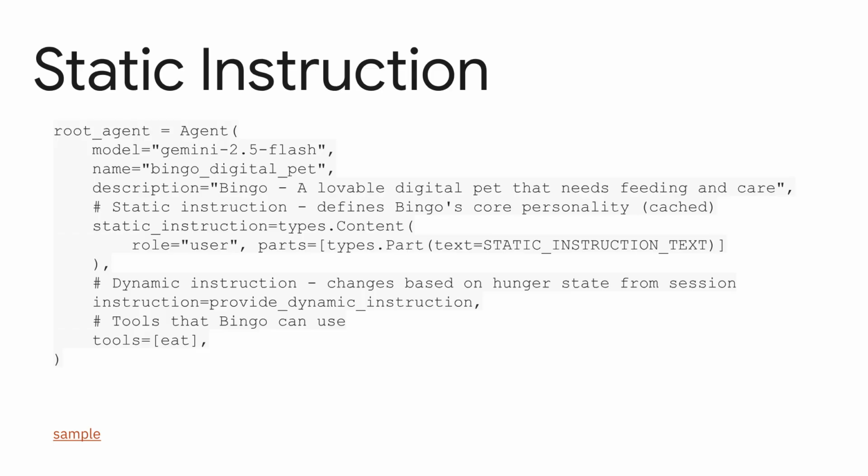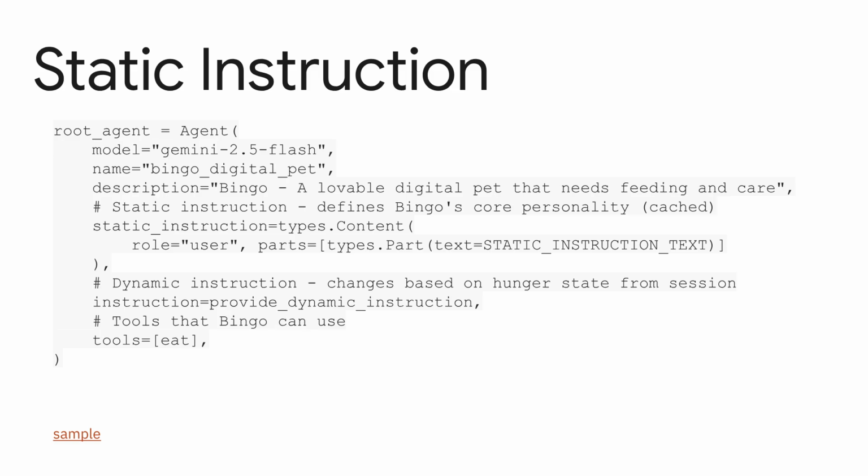Finally, to get the most out of caching, you need to understand prefix caching. Caching relies on the beginning of your prompt, the prefix, staying the same. The problem is that many agents inject dynamic data at the very start, like the current time or user location. This changes the prefix every time, breaking the cache.